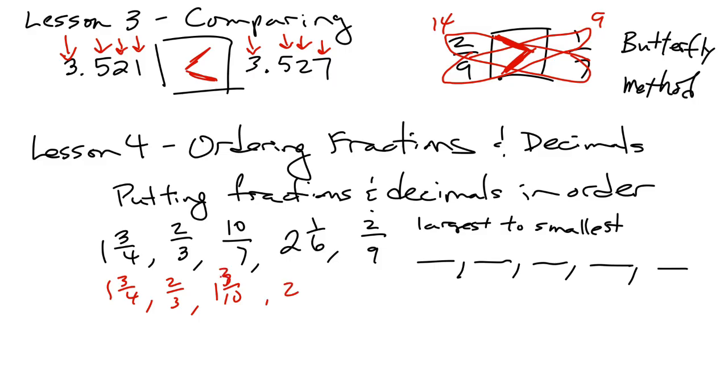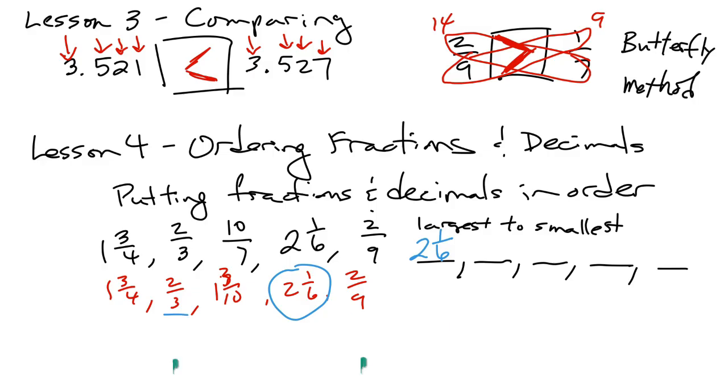2 1/6 can stay, 2/9 can stay. Alright, so we have one whole and a fractional amount. Here is just a small fractional amount. Here we have a 1 whole and something left over. Here we have 2 and something left over, and here just a fractional amount. So if we're going from largest to smallest, that right there is the largest number. That's first, because there aren't any other numbers that are 2 or more.